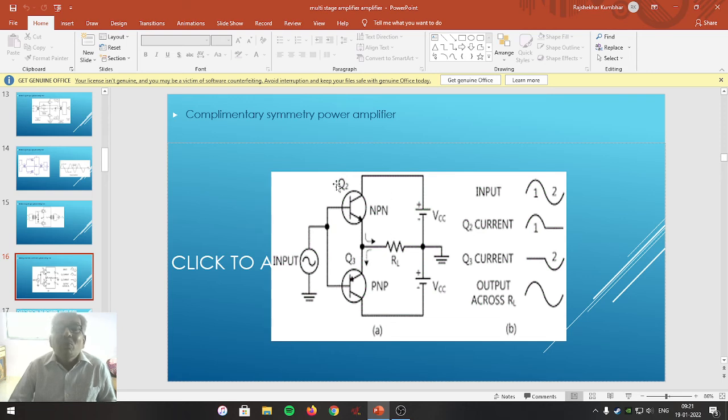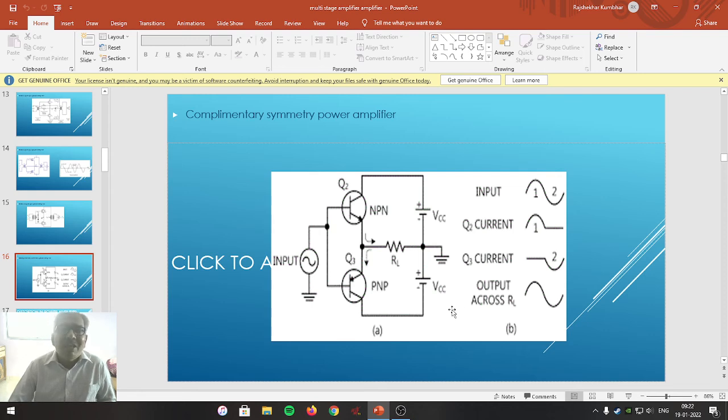Here also, one transistor pushes the current, the other transistor pulls the current, but the working of both the transistors is complementary to each other, whereas the circuit seems to be symmetric. That's the reason why this circuitry is called a complementary symmetry circuit. And as it is used to amplify the input power level to produce it at the output, it is called a complementary symmetry power amplifier.